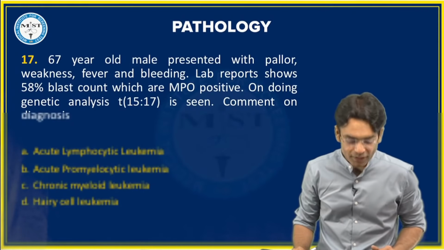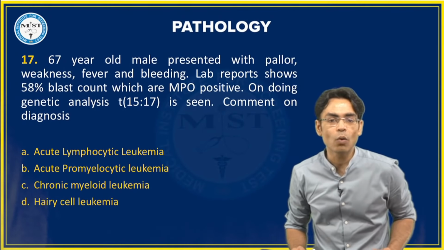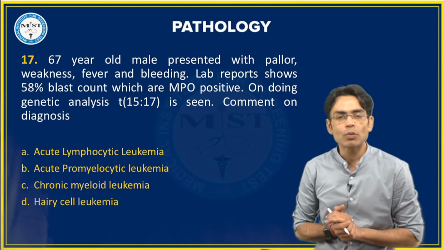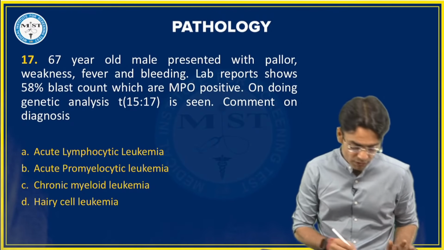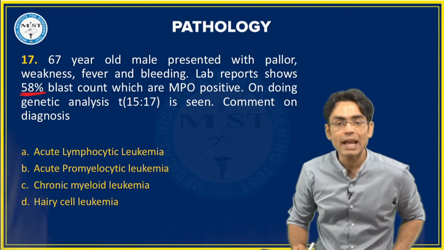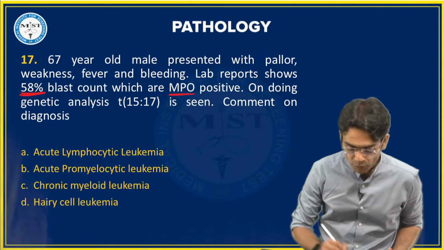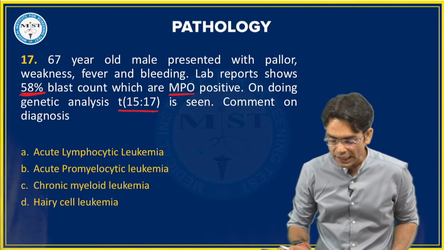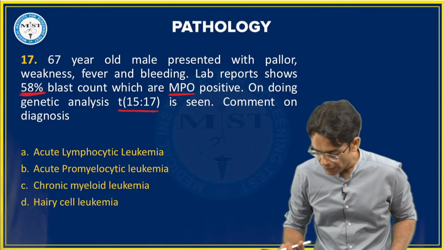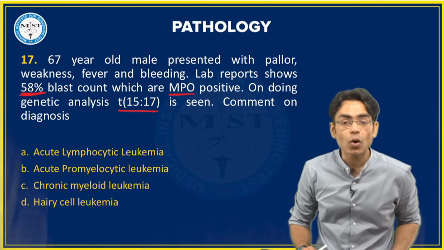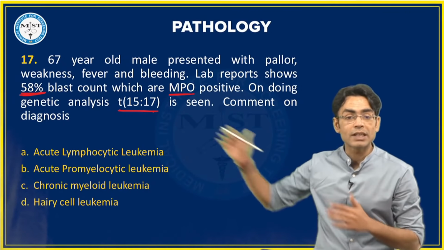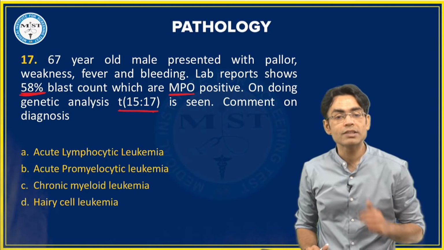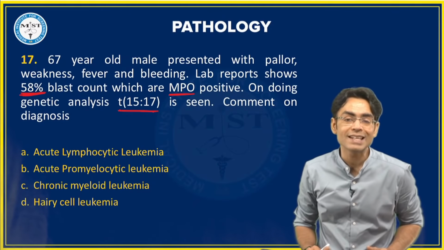Wow. Let's move to the 17th question. A 67-year-old male presented with pallor, weakness, fever and bleeding. Lab report shows 58% blast count, which are MPO positive. On doing genetic analysis, translocation 15:17 is seen. Comment on the diagnosis. What is this, beta? Is it ALL, or acute promyelocytic leukemia, or chronic myeloid leukemia, or hairy cell leukemia?